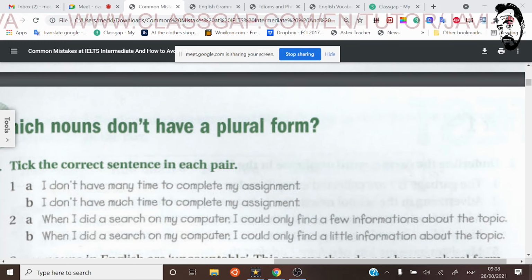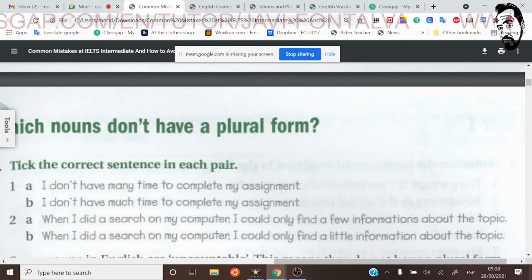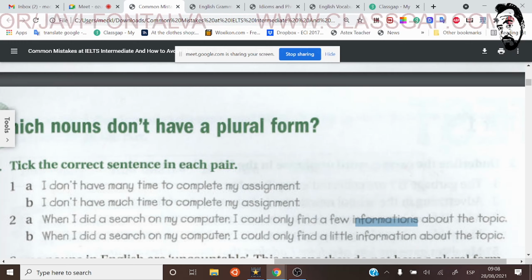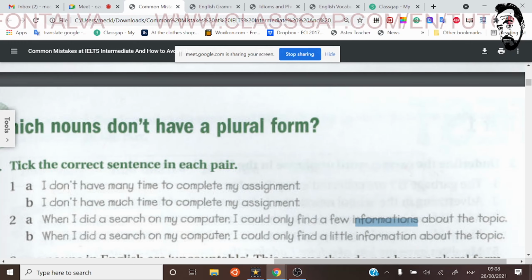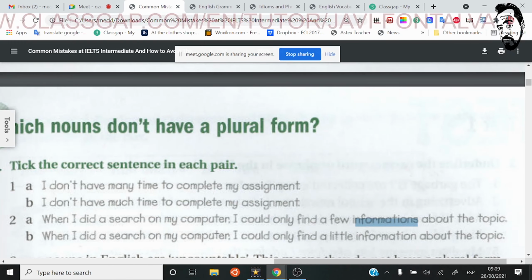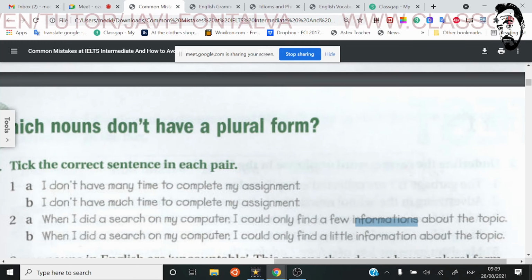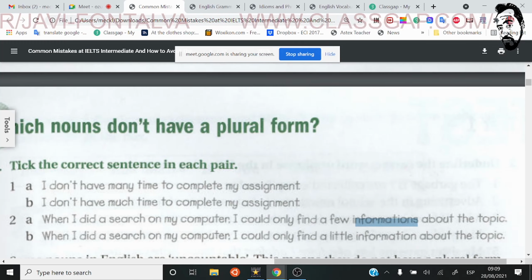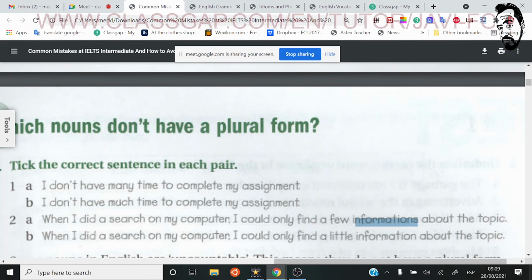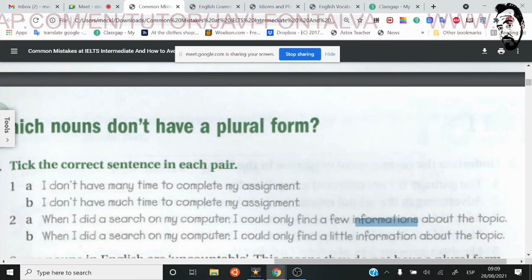Okay, what about number two? So you told me it's A. I could only find a few informations. Is this correct? Yes, because it's countable. No, it's not. It's uncountable. In English, the word information is uncountable. You cannot say 2 information, 3 information, 4 information. You have to say I have some information, or I have a little information, not a few information.